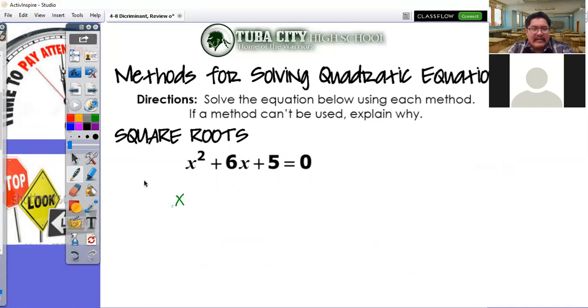But what I would have to do, actually, let me back up a bit. We'd have to get the x all on the same side, x squared plus 6x. And then I'm going to leave a space in here. Wait, no, this is completing the square.